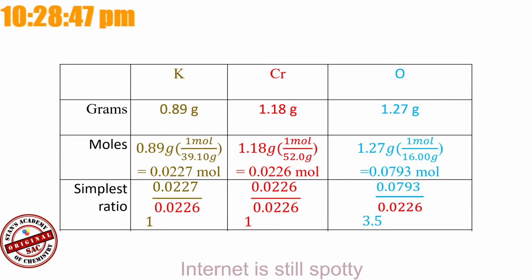So we're going to multiply that by 2. When you multiply that by 2, it changes into 2, 2, and 7. So the empirical formula will change into K2Cr2O7. That would be your final answer.